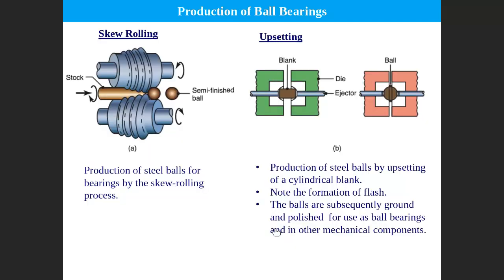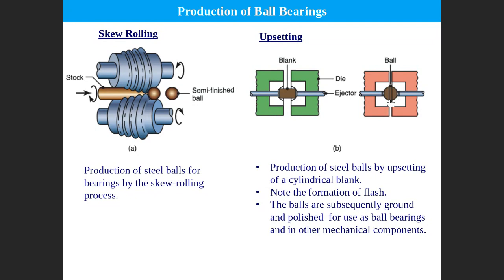This is another process that could be done by forging operation, which is creating a ball, to be used in a ball bearing. It could be done by using what is here, upsetting a cylindrical plank, upsetting of a cylinder. This is a plank here, cylindrical. It is a cylindrical shape. We'll make it a sphere. It is initially a cylindrical plank. We will create a sphere here. So you put the plank, you do upsetting, then it will be a spherical shape.